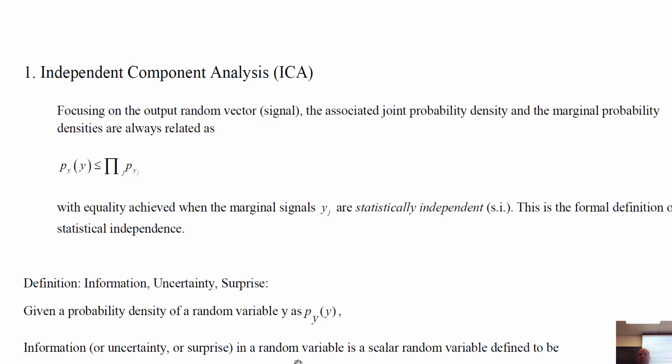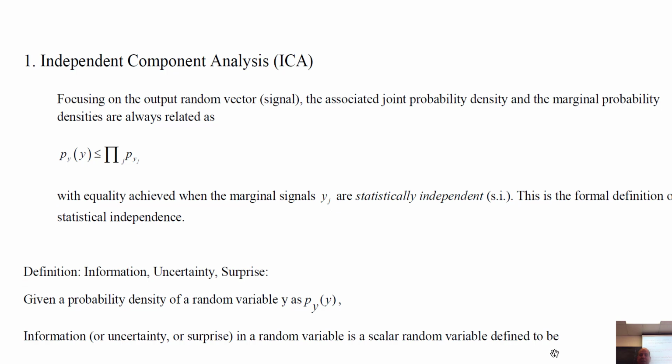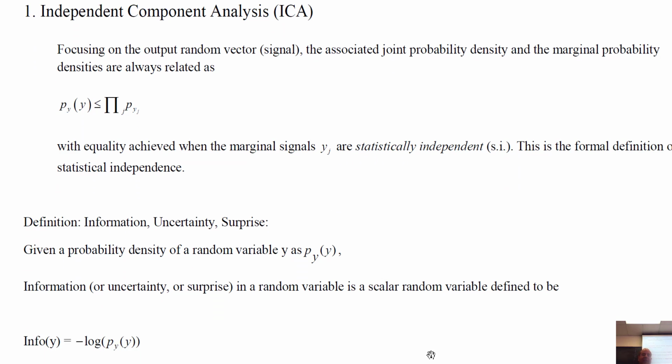So if you have a density, p_y of this output that you're looking at, the information is going to be defined as another random variable, which is here. It's going to be the negative of the log. Log or natural log is the same. We're only using natural log. So sometimes I write log, sometimes ln. They both mean the same, we mean natural log. So negative of natural log of the density.